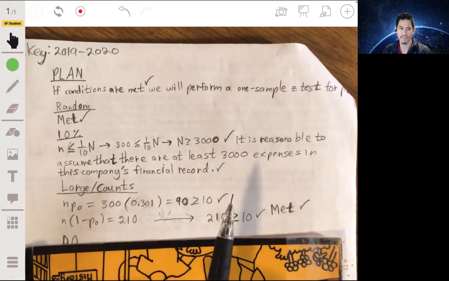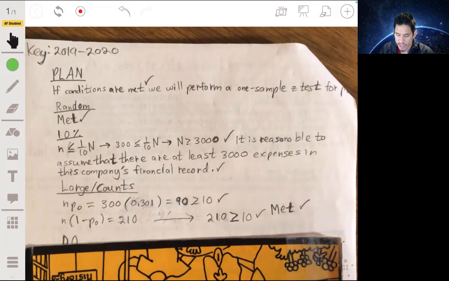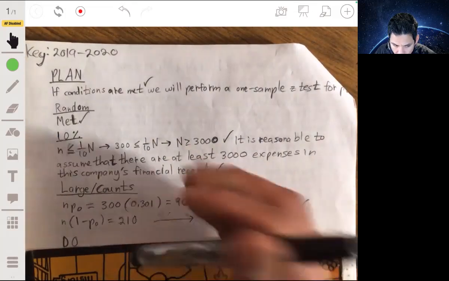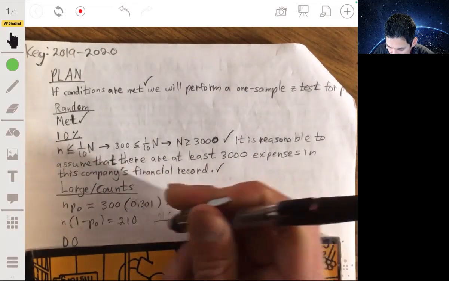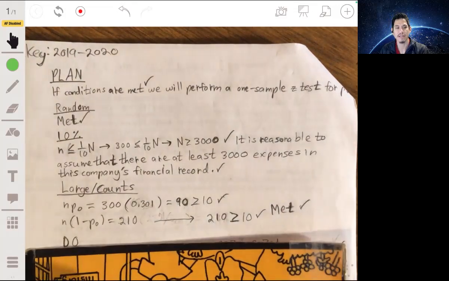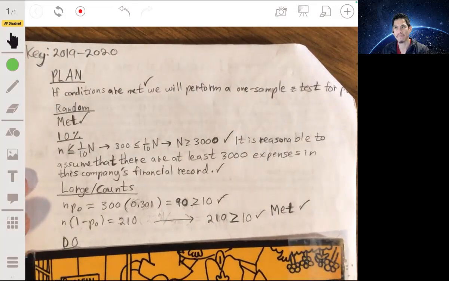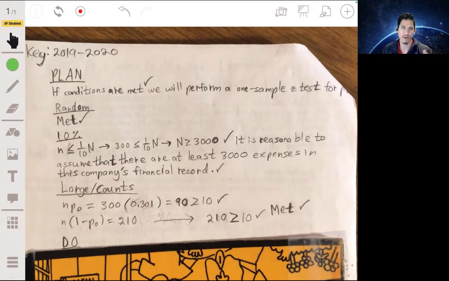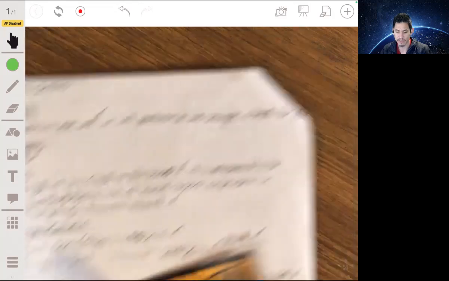Now we go to the do part, which is the fun part. It's just the math calculation. So we just got to use our formula. Remember, for our Z statistic, or Z score, or whatever, Z test statistic.